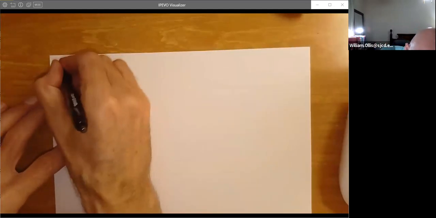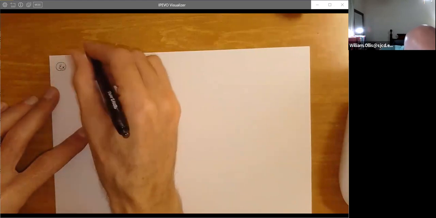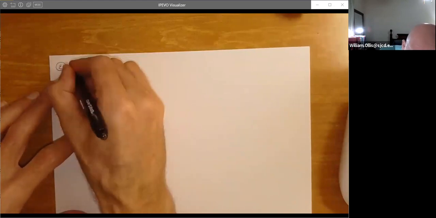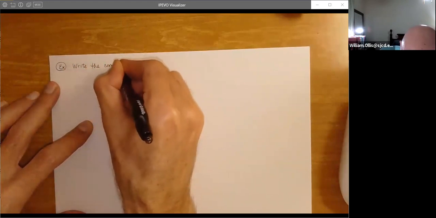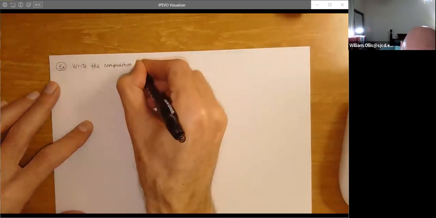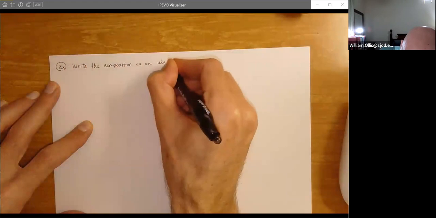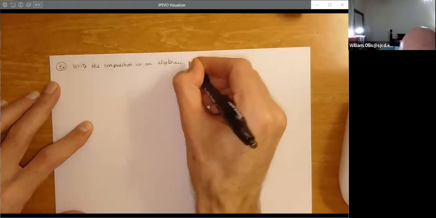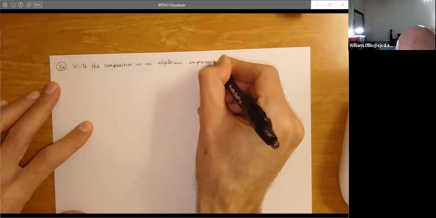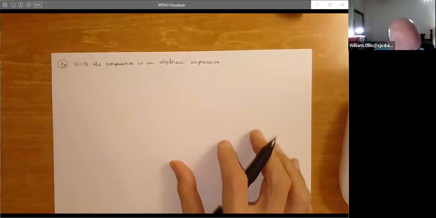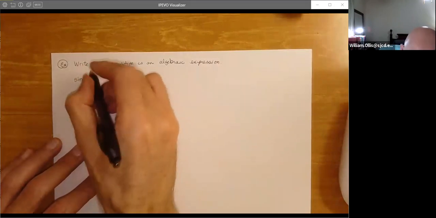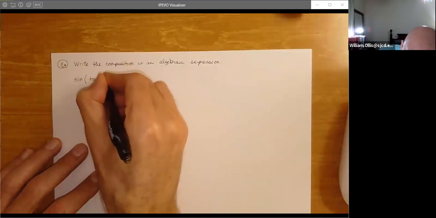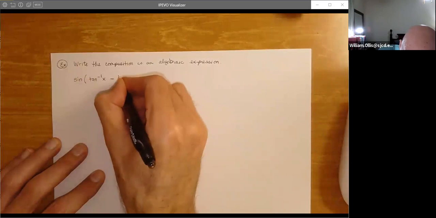So here's an example. I'll say write the composition as an algebraic expression, just like you did on the test. So in this case, we have the following. That is kind of naked how these come out. We have sine of the inverse tangent of x minus the inverse tangent of y.